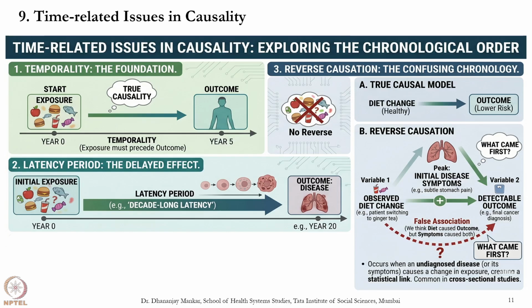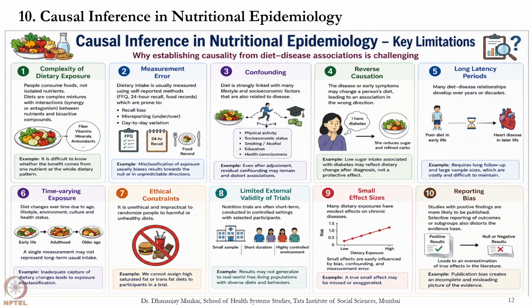Reverse causation, the confusing chronology. Diet changed and the outcome is low risk. With reverse causation, you can see an observed diet change and a detectable outcome. It occurs when an undiagnosed disease or its symptoms change the exposure, creating a statistical link, and it is common in cross-sectional studies.